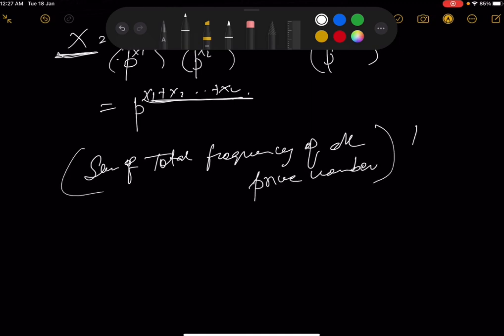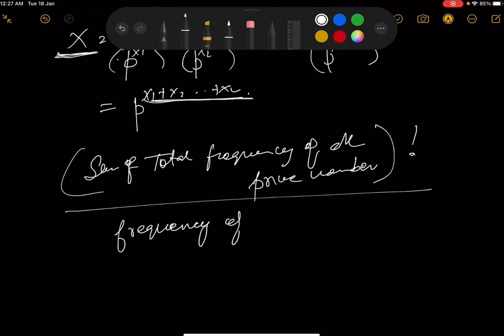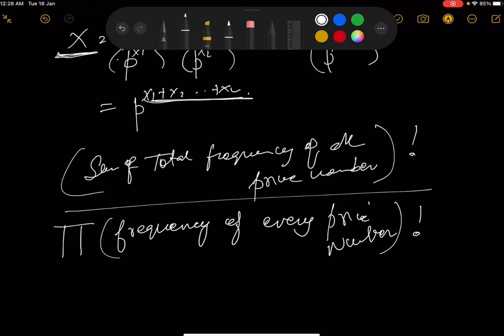divided by the product of the factorials of the frequency of every prime number. The product can be denoted by pi, and the sum can be denoted by sigma. So you can just find the sigma, the total frequency of all the prime numbers, factorial, divided by the product of the factorials of the frequency of every prime number.